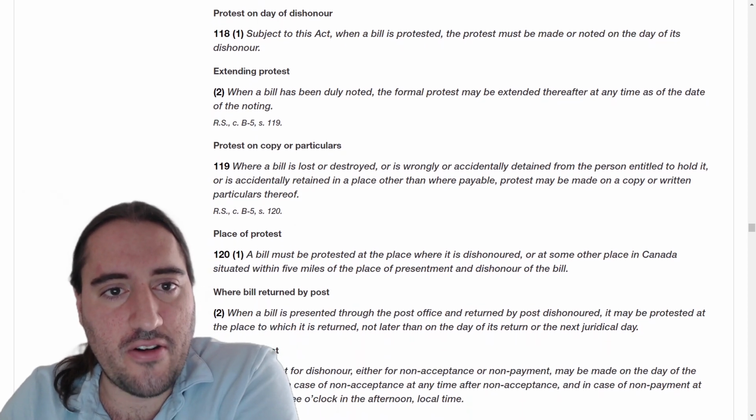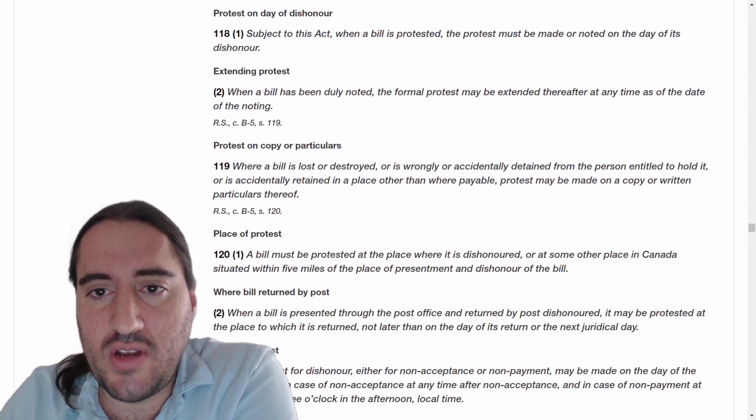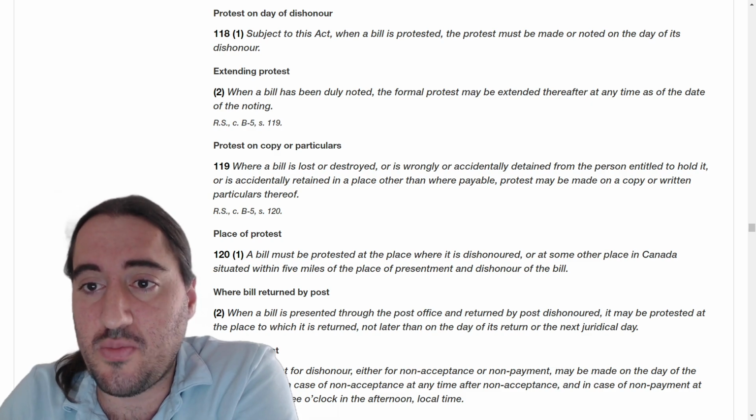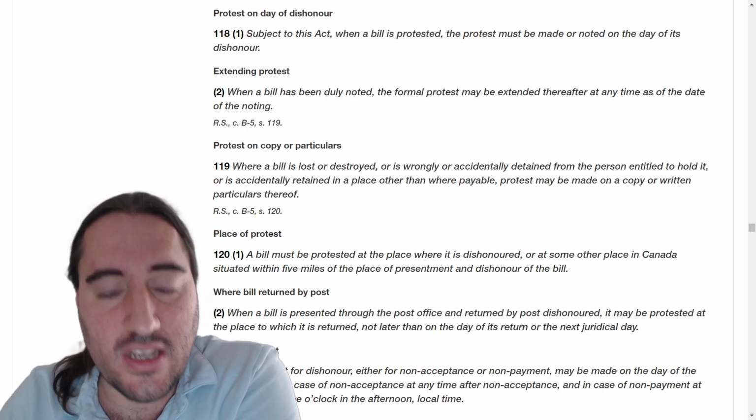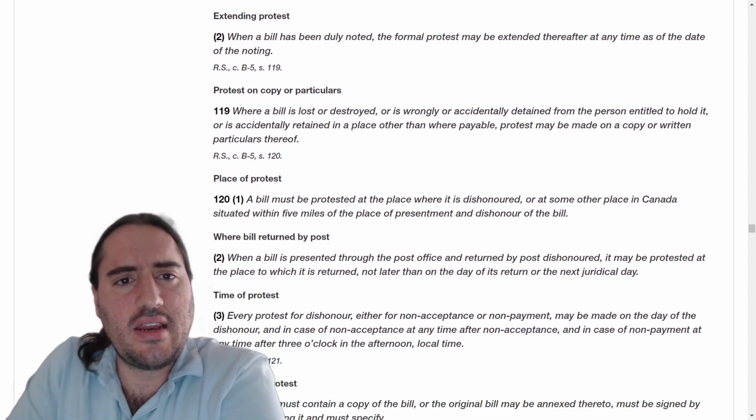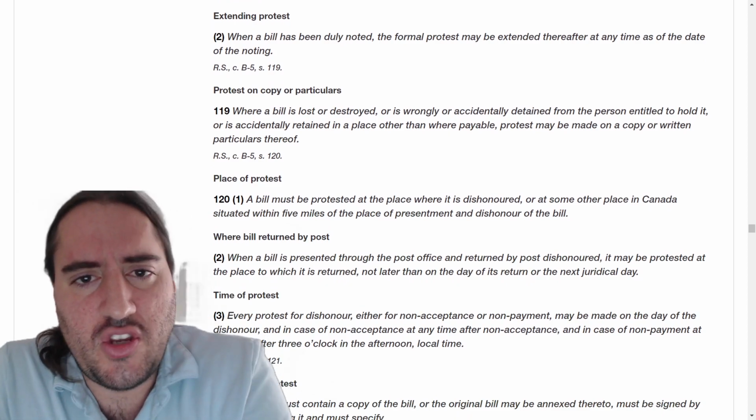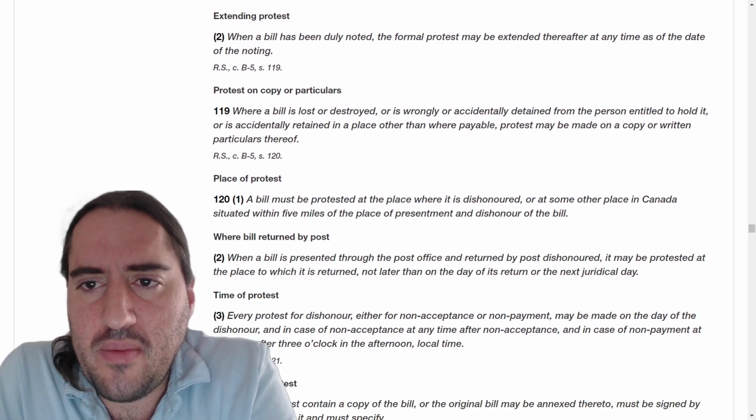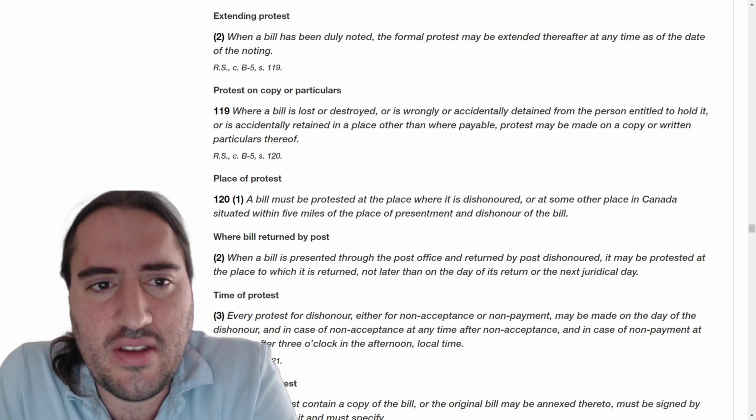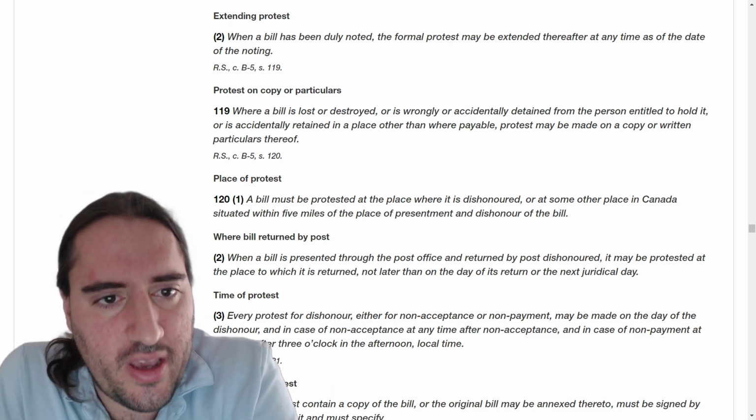Protest on day of dishonor. Subject to this act, when a bill is protested, the protest must be made or noted on the day of its dishonor. Extending protest. When a bill has been duly noted, the formal protest may be extended thereafter at any time as of the date of the noting.